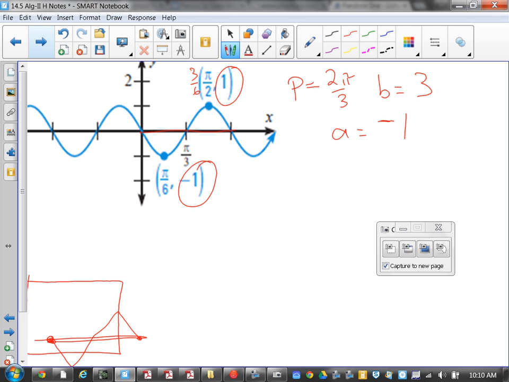Okay. So here, is there a left or right component thrown in there? Nope. So you have y equals negative sine of 3x. There you go. Cool. These are a little interesting.